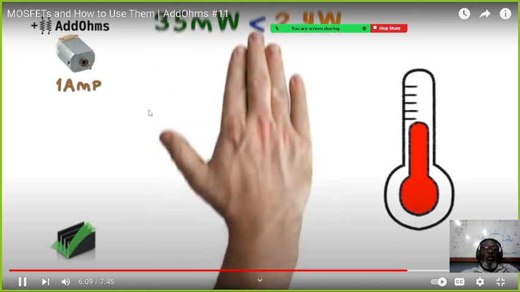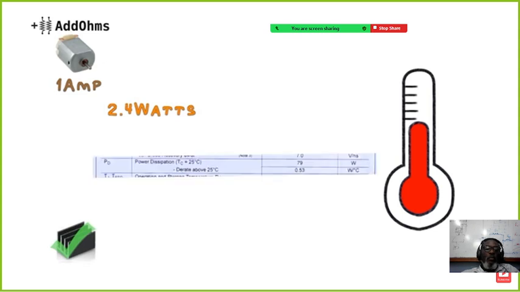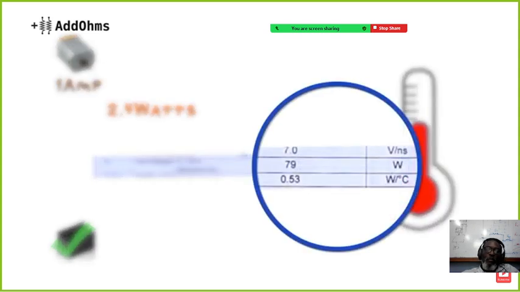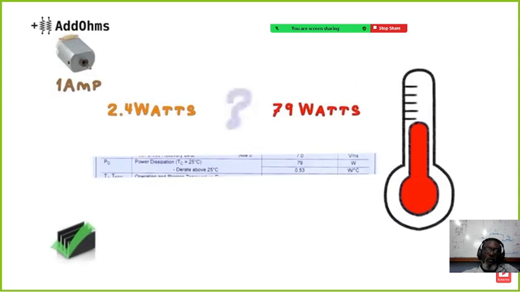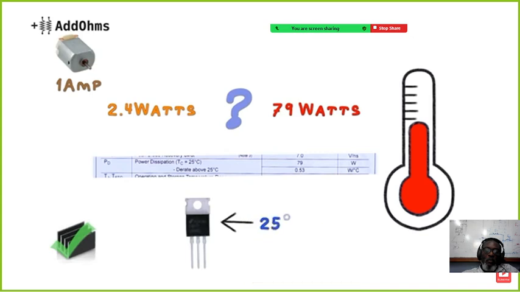Now, you might be wondering, how can the number we calculate be 2.4 watts when the datasheet clearly said 79 watts? And that's a really great point. The 79 watts is if we had the ability to cool the transistor's case to 25 degrees C, which means you have to be using some kind of heatsink. But we're going to cover more on that in a later video.